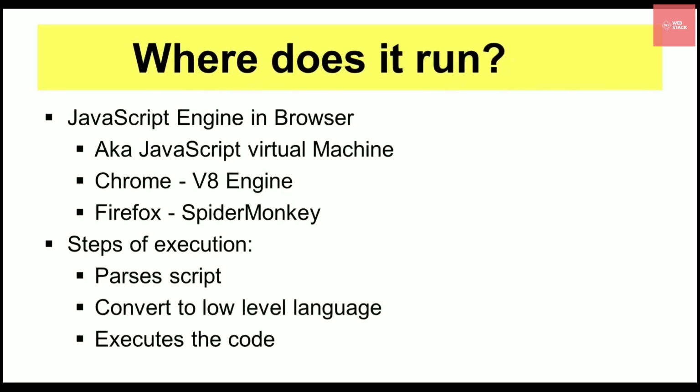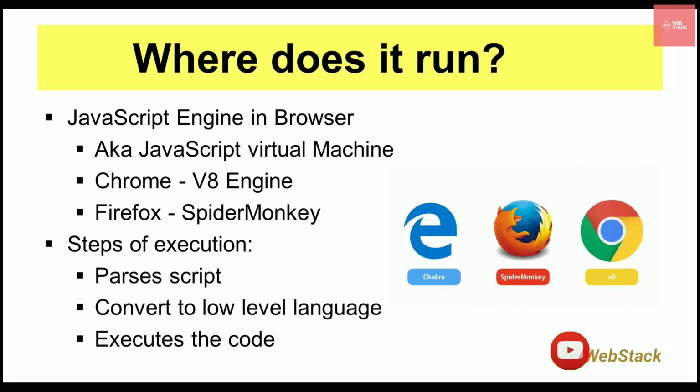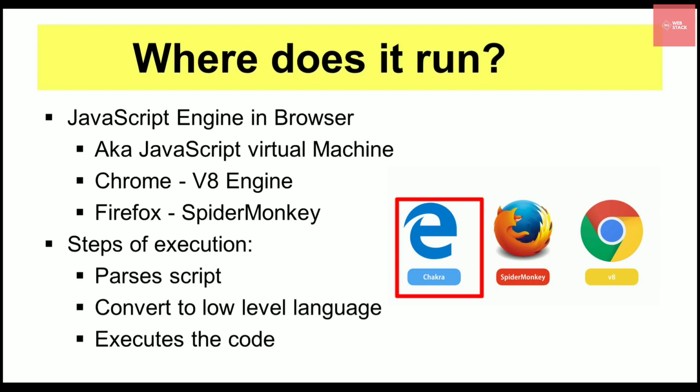Now let's see where this JavaScript code actually runs in your browser. Every browser has an inbuilt JavaScript engine. Isn't that cool? We don't have to do anything. We don't need to set up servers or anything. We already have an engine that will run my JavaScript code. There are different kinds of JavaScript engines in different browsers. In Chrome we have the V8 engine, for Firefox we have SpiderMonkey, and there are others as well, like Chakra for Edge.